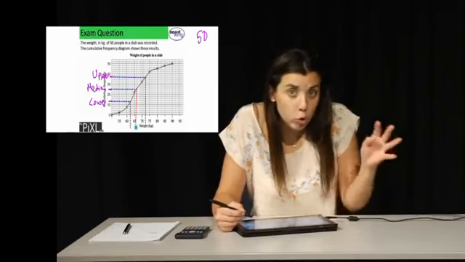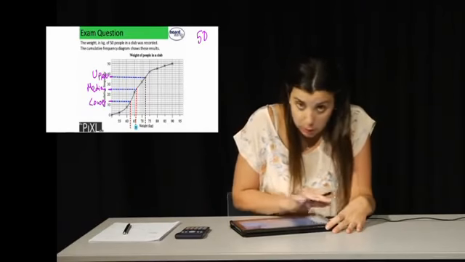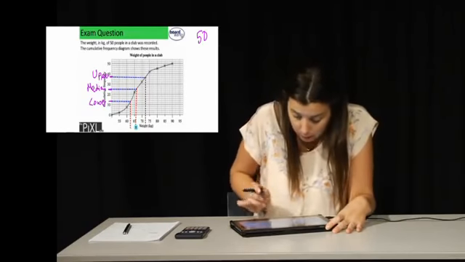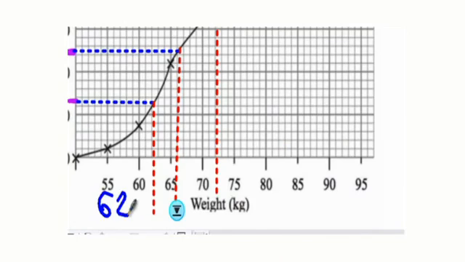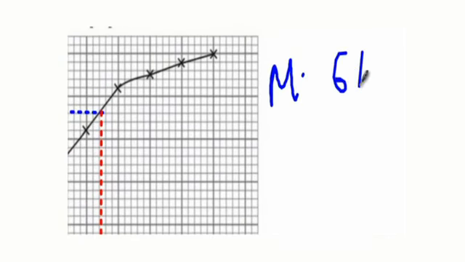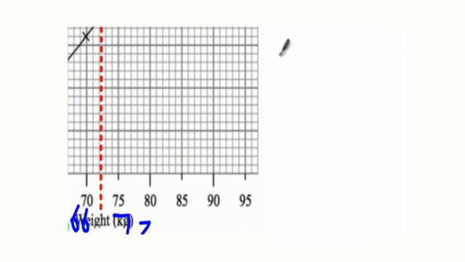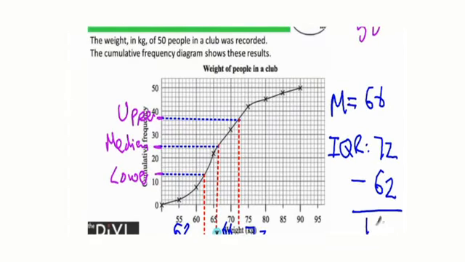Having used your ruler to draw across from the median, the upper quartile and the lower quartile, you can then see the blue lines going across and then going down. Really clearly, we then have the values of 62, 66 and 72. Our median equals 66. Again, a little bit above, a little bit lower is okay. And our interquartile range is going to be our upper quartile, 72, subtract our lower quartile, 62, which gives us a value of 10.